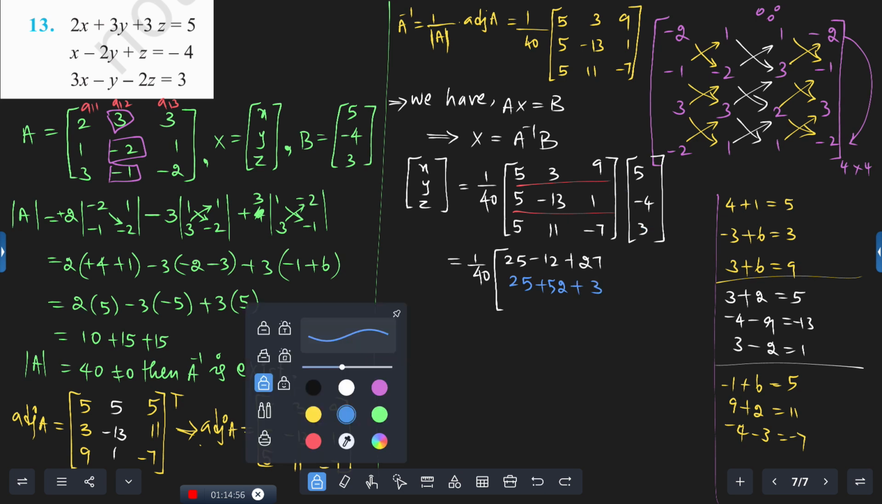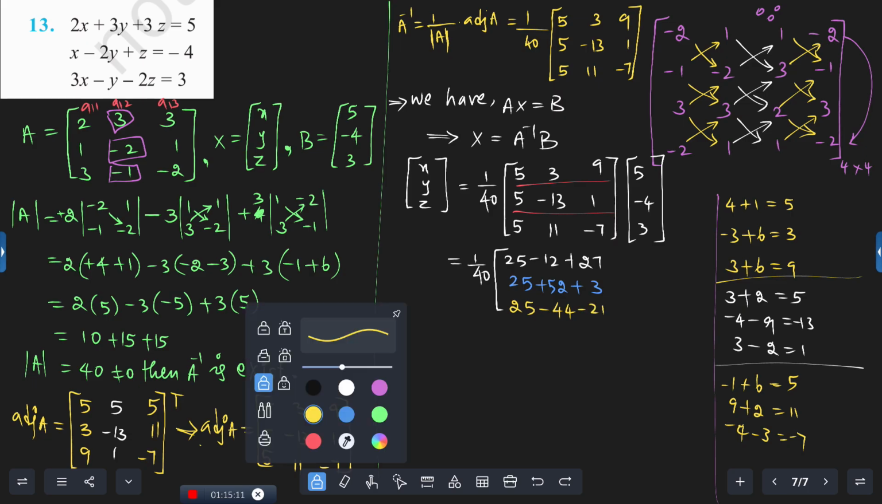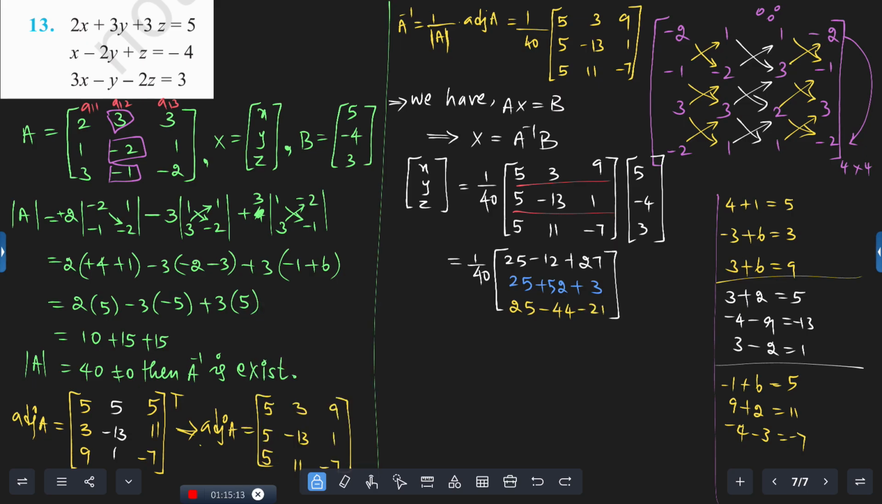Okay, next 5 5s are 25 again. 11 into minus 4 is minus 44. 7 3s are minus 7, so that minus 21 you will be getting. Understand? After closing, what am I getting?